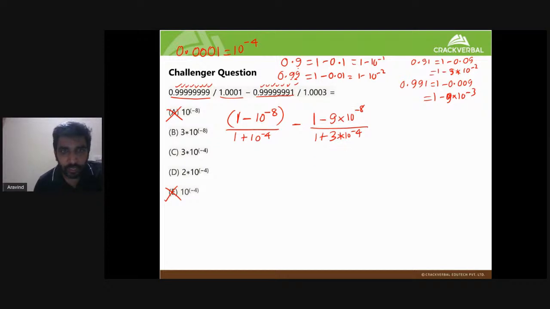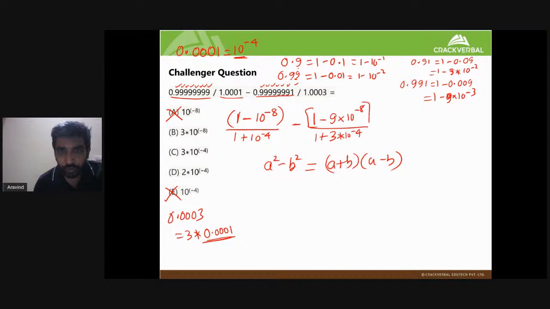How did I get 3 into 10 power minus 4? Remember, 0.0003 is nothing but 3 times 0.0001. And we also already said that 0.0001 is 10 power minus 4. Now, if you remember, a square minus b square is a plus b into a minus b.